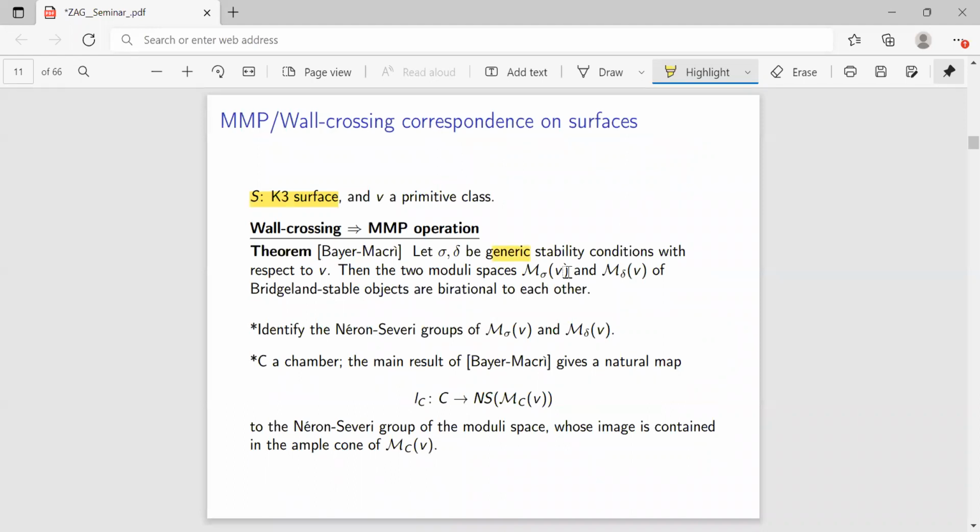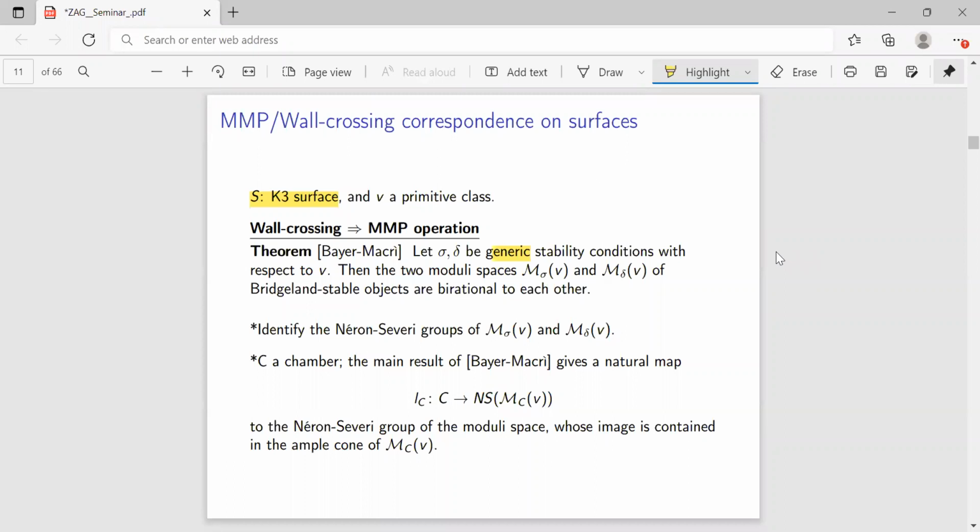We knew that within a chamber they are actually identical, but this theorem says that even if you are not in the same chamber, they are still birational to each other. And so this implies that wall crossing implies MMP operation. And using this theorem, we can identify the Néron-Severi group of these two moduli spaces. And then if C is a chamber, the result defines a map from this chamber to the Néron-Severi group of the associated moduli space. And the image of this is in the ample cone of the moduli space.